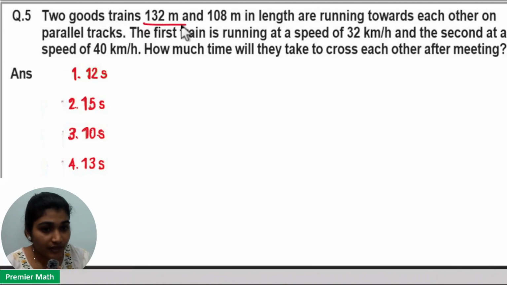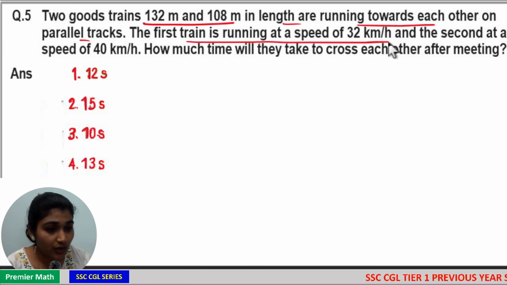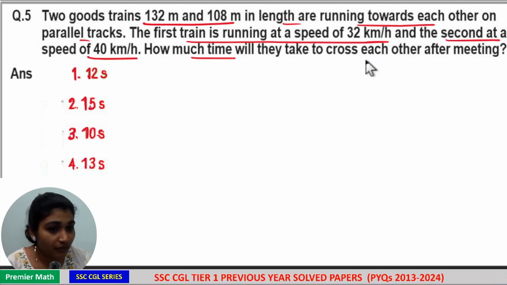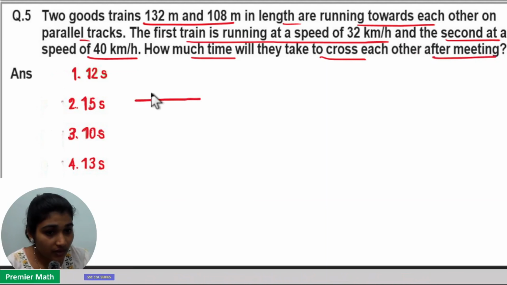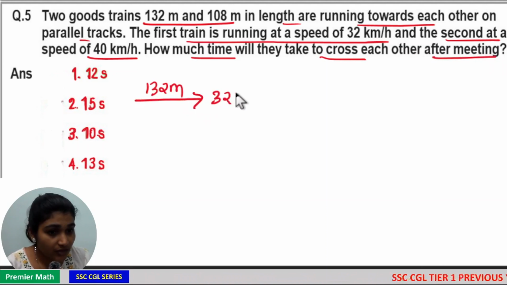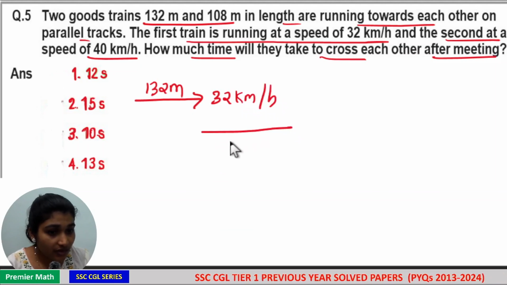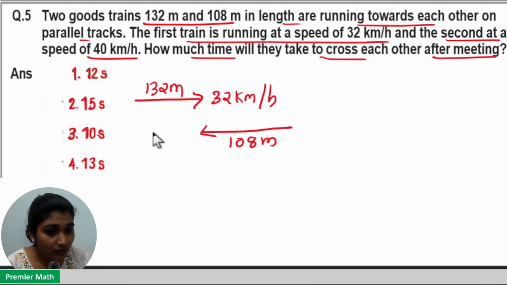Two trains, 132 meter and 108 meter in length, are running towards each other on parallel tracks. The first train is running at a speed of 32 km per hour and the second at a speed of 40 km per hour. How much time will they take to cross each other after meeting? Here, the first train length is 132 meter, running at 32 km per hour, and the second train length is 108 meter, running at 40 kilometer per hour.